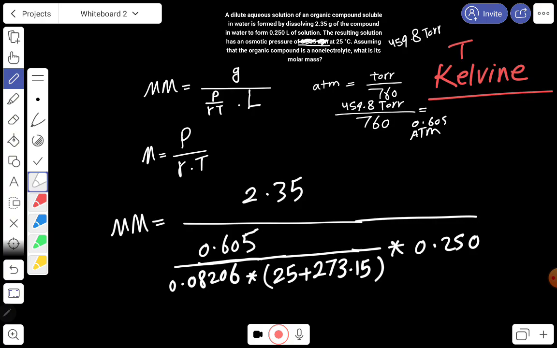Okay, so just plug in the fraction in the calculator and the answer should be 380.136 gram per mole.